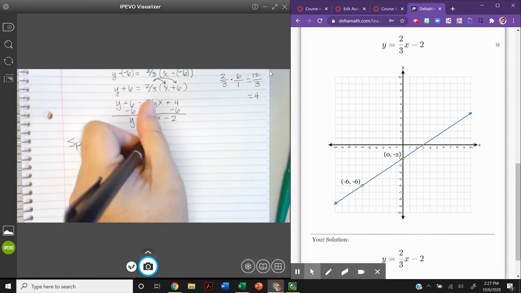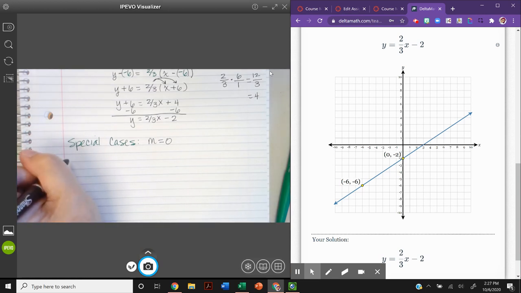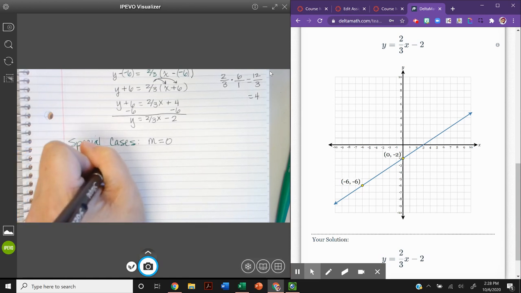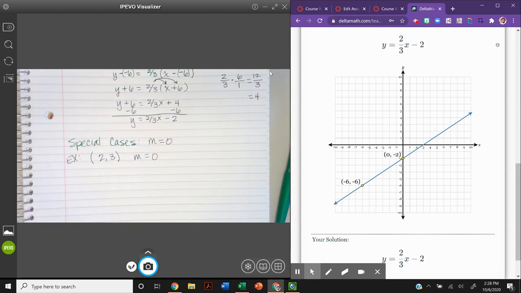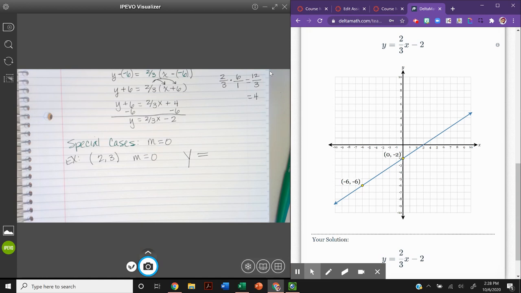What happens when your slope is 0? So it doesn't matter what point has been given to you. So if the example was, let's say you had a point of 2 comma 3, and then your slope was 0. When your slope is 0, your equation every single time is y equals. All you do is you take whatever they put right here for y. So right here, y is 3. So your equation of your line is y equals 3.